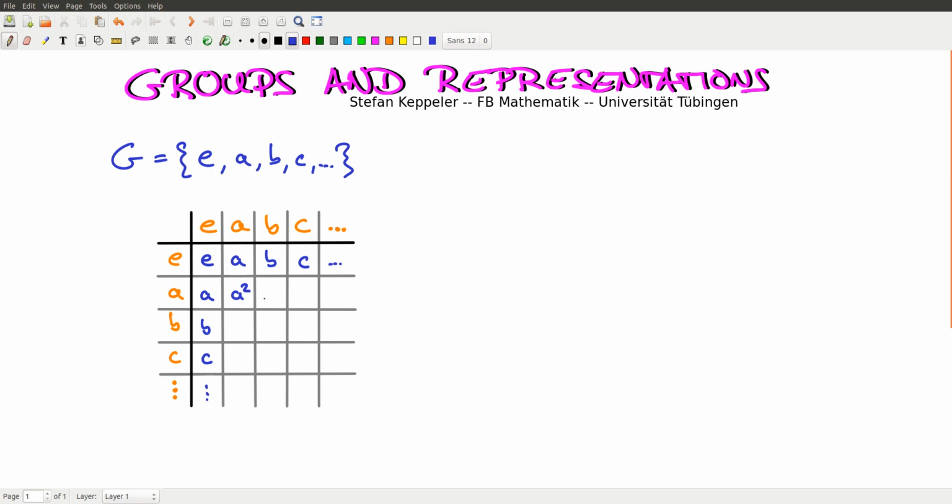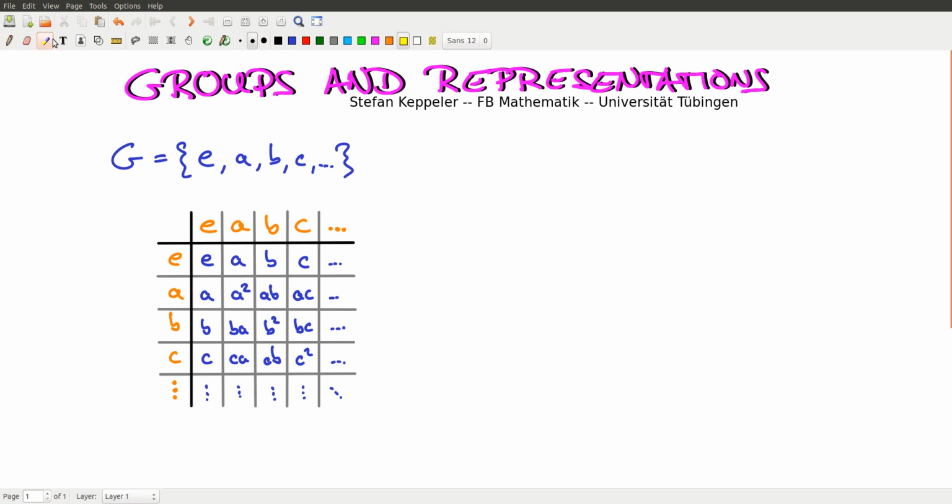So this is A squared, and then we get AB here, AC, and so on. And we would write BA here, BB here, and BC, and so on. And this would be CA, CB, C squared. So a table with finitely many entries.